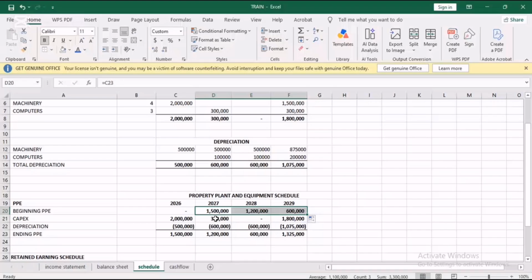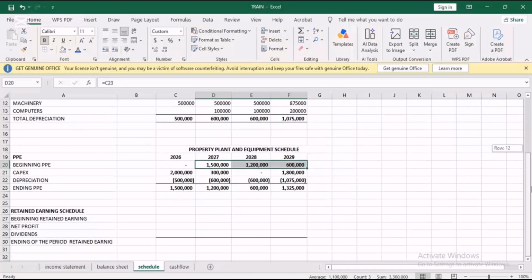Then for the next year, we are having the CAPEX expenditure on assets right up here. Then the depreciation is here. So we are having net book value of 1.2 million. So it starts the 2028. So that's absolutely that. So let's move on to the next. So we are having retained earnings schedule right away. So now let's do about that.